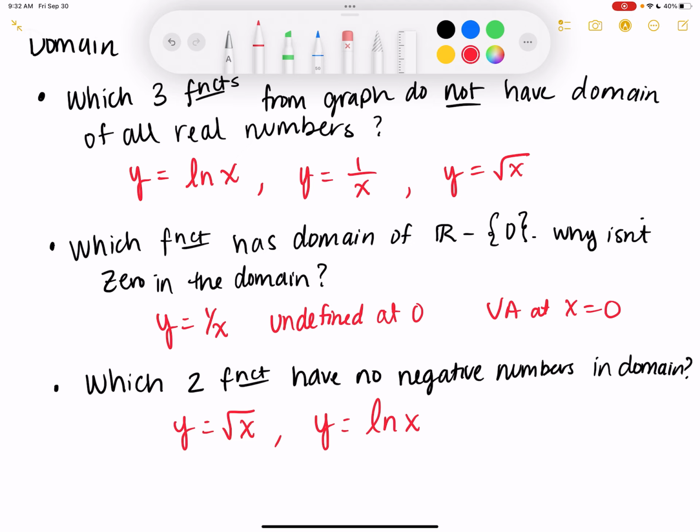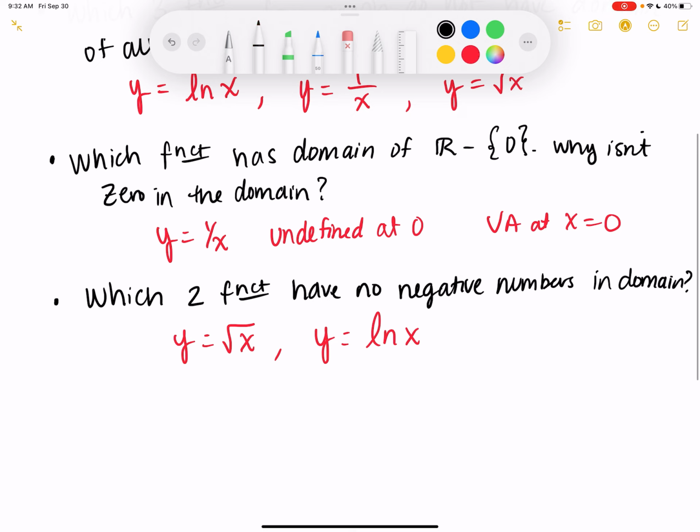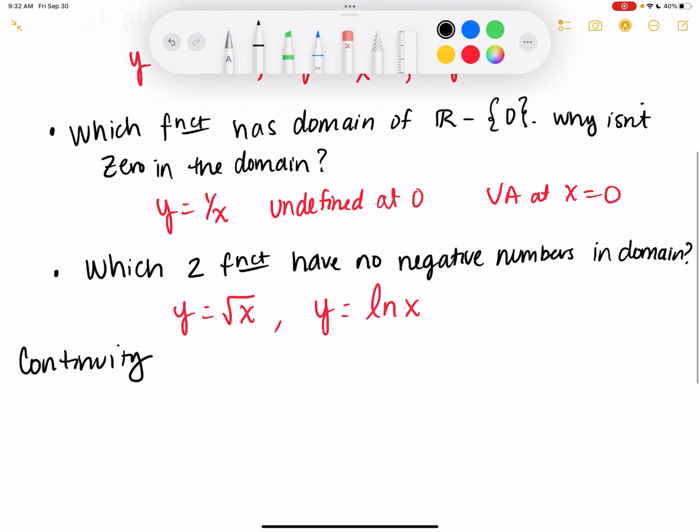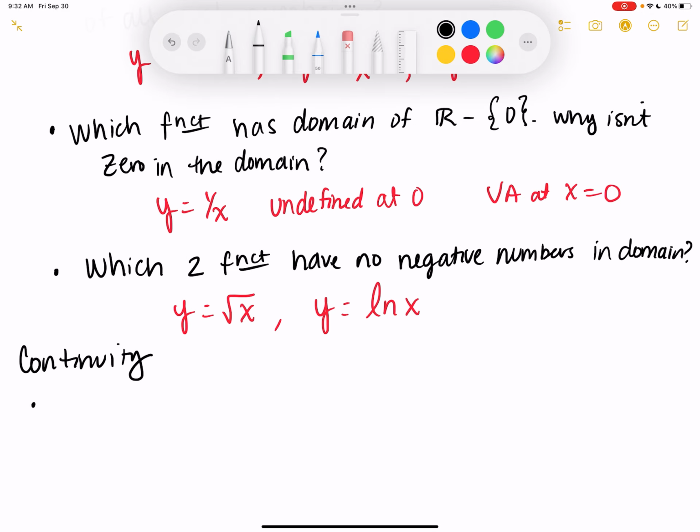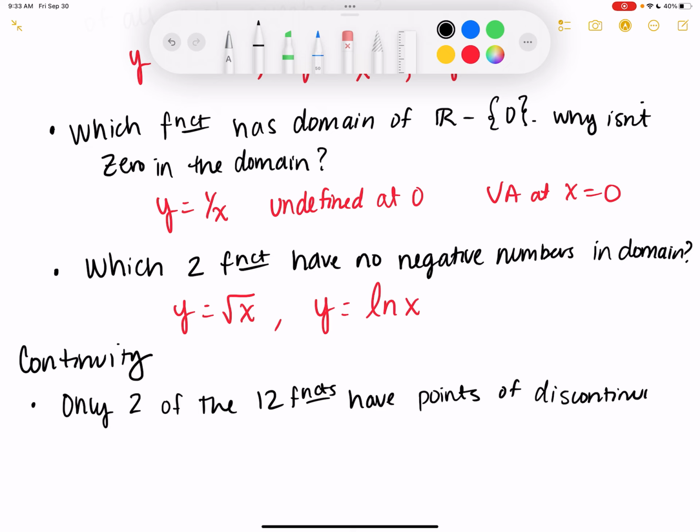Okay. All right, those are the domain questions. Let's do some continuity questions. Only 2 of the 12 functions have points of discontinuity. Are these points in the domain of the function?